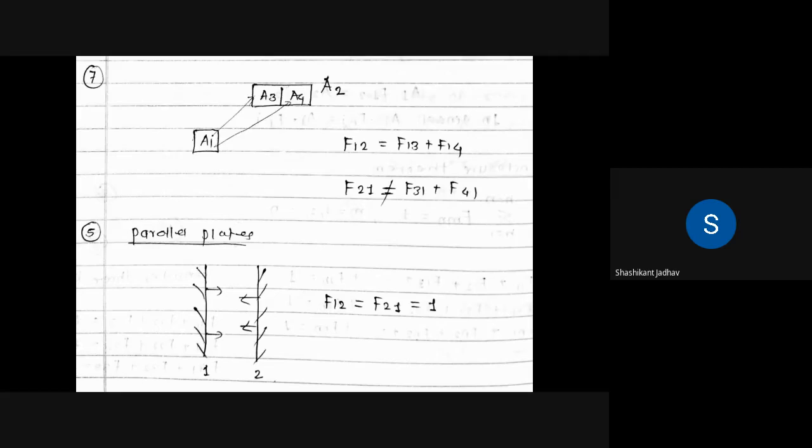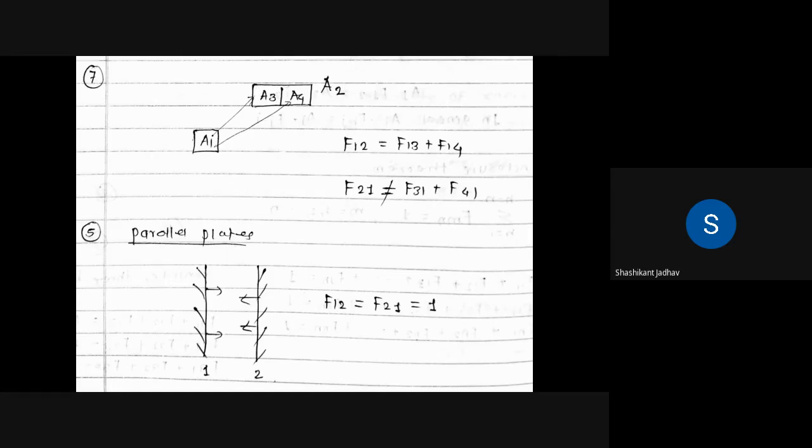Understood? A1 is an area and A3 and A4 are parts of A2. When we say energy transfer from 1 to 2, we can apply the equation F1 to 3 plus F1 to 4. But the reverse is not possible, meaning when you take 2 to 1, at that time it is not equal to 3 to 1 plus 4 to 1. We cannot use the reverse equation. It is not possible to use the reverse equation. Okay, so we have to write down the equation F1 to 2 is equal to F1 to 3 plus F1 to 4, and the reverse equation is not possible, so therefore we have to write F2 to 1 not equal to F3 to 1 plus F4 to 1.